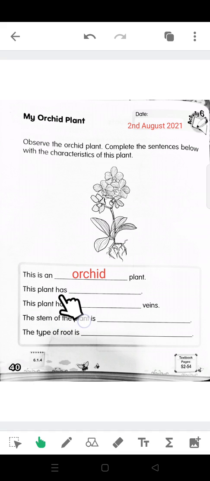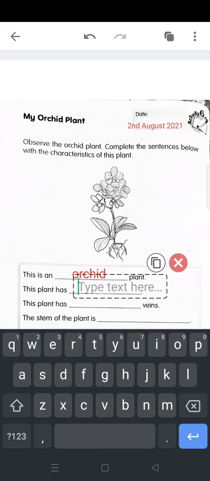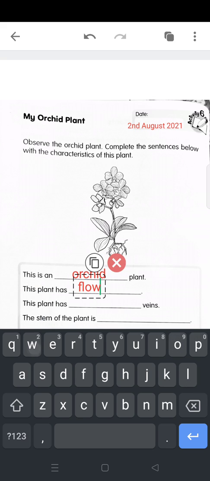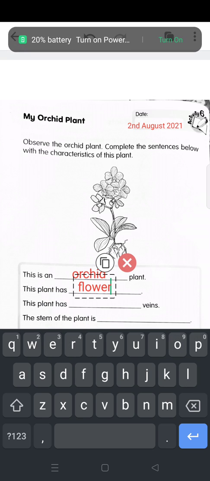This plant has flower. Flower. Okay, how to spell flower? F-L-O-W-E-R. Flower.